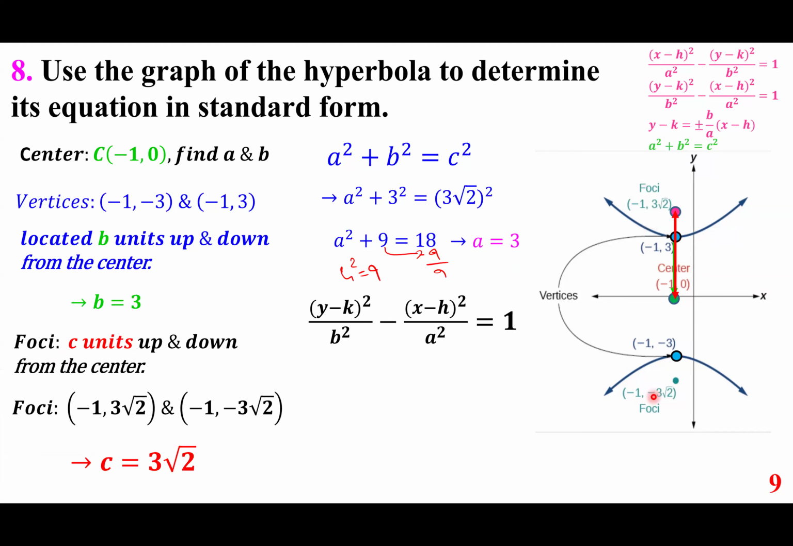And so, because it opens up and down, y minus k squared over b squared minus x minus h quantity squared over a squared equals 1. This is the formula we use. It doesn't open sideways, it opens up and down. And b squared and a squared happen to be equal, they are 9.